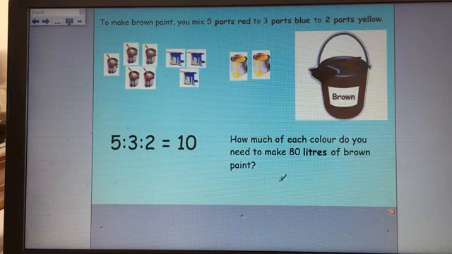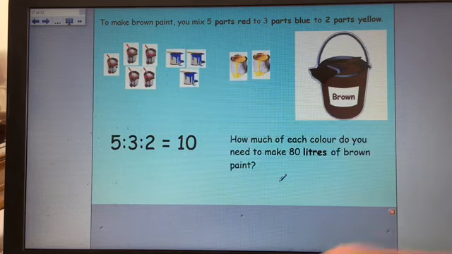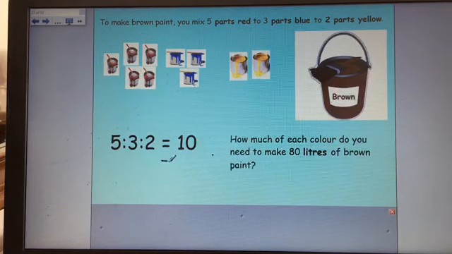Press pause if you want to crack this question on your own. How much of each colour do you need to make 80 litres of brown paint? If not, I'm going to go through it now. So we don't want 10 litres of brown paint. In fact, we want 80 litres. So if you know your 10 times table, which I hope you do, you should know that you have to multiply 10 by 8 to get to 80, which means you need to multiply all your other colours by 8.